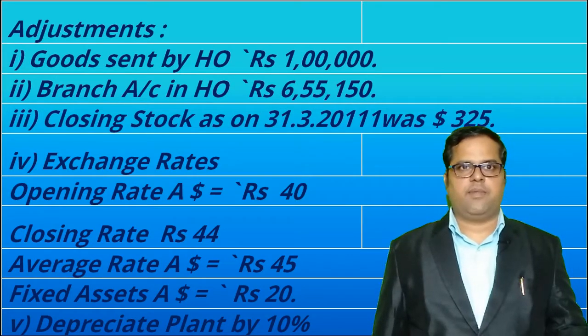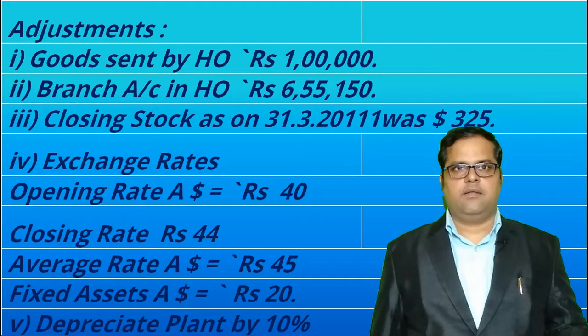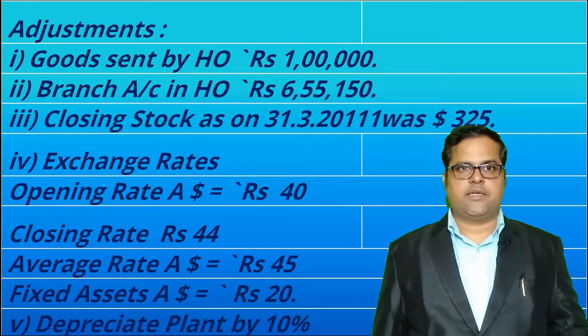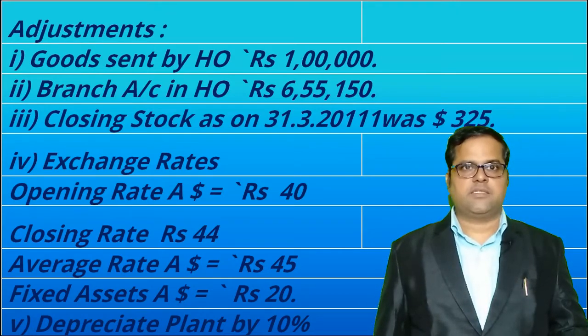First, goods sent by head office, rupees 1 lakh. This is the actual amount to be written against the goods sent to branch. Second, branch account in head office. This is the actual amount given to you to be written against HO account in branch. Third, closing stock as on 31st March 2011. The amount is provided to you in dollars. To this you will apply the closing exchange rate.